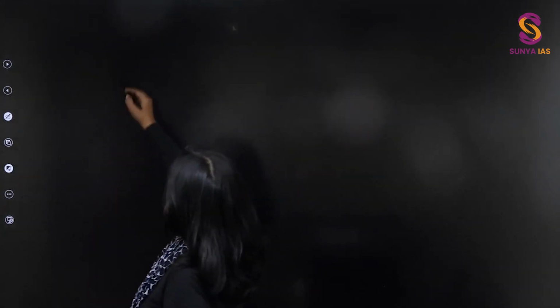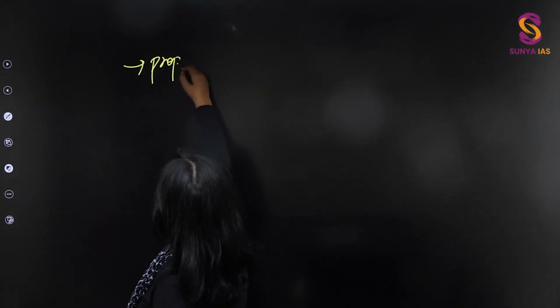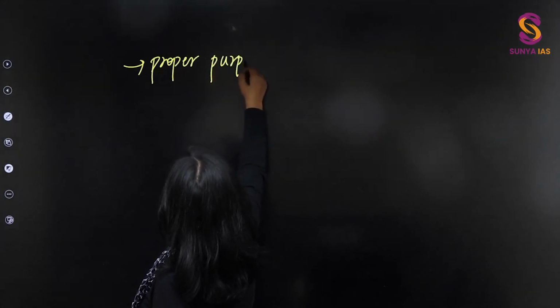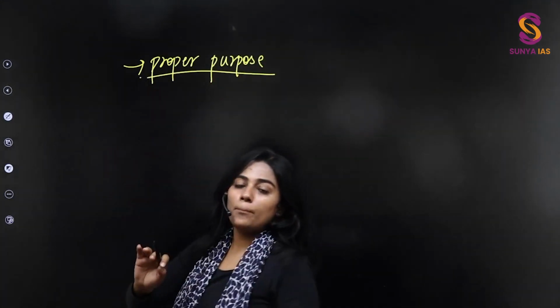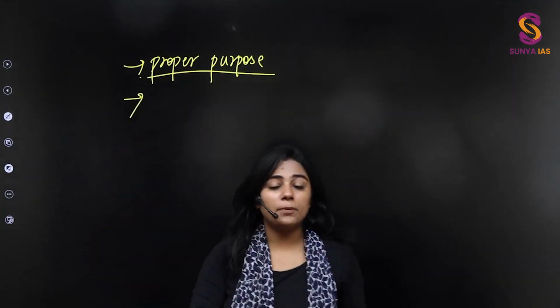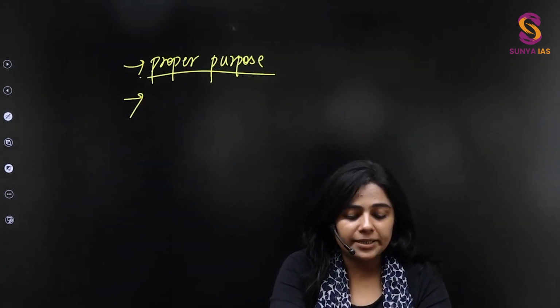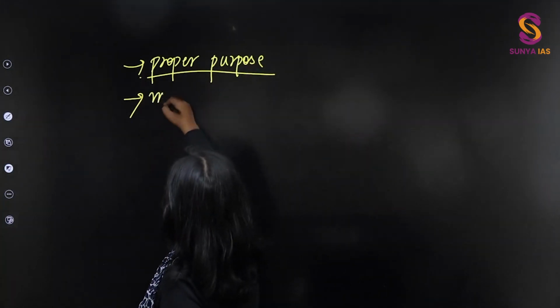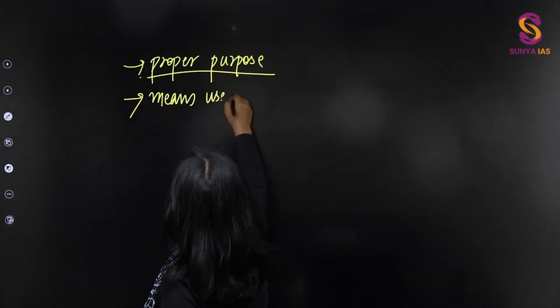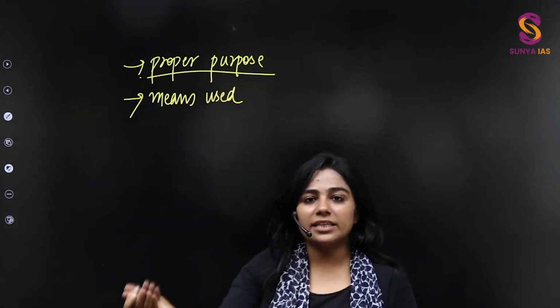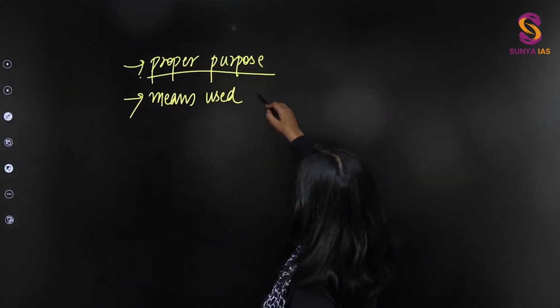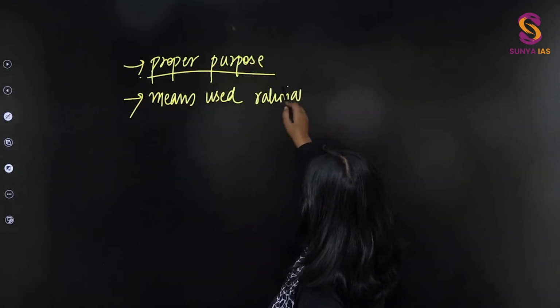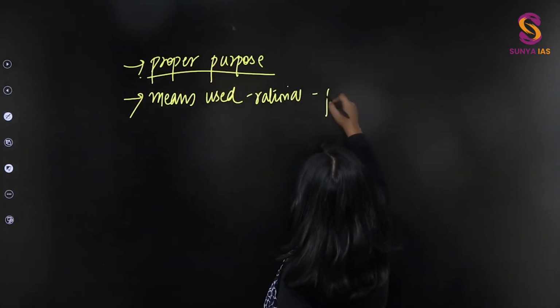Okay, so just write down that sealed cover information can only be shared when it is for a proper purpose. Right? Proper purpose, definitive purpose, and that purpose is very objectively stated. Then second is the means used for gathering of that information are rational as compared to the purpose.